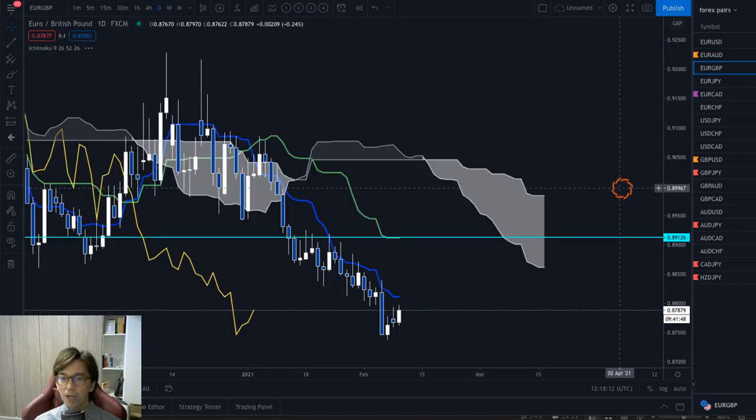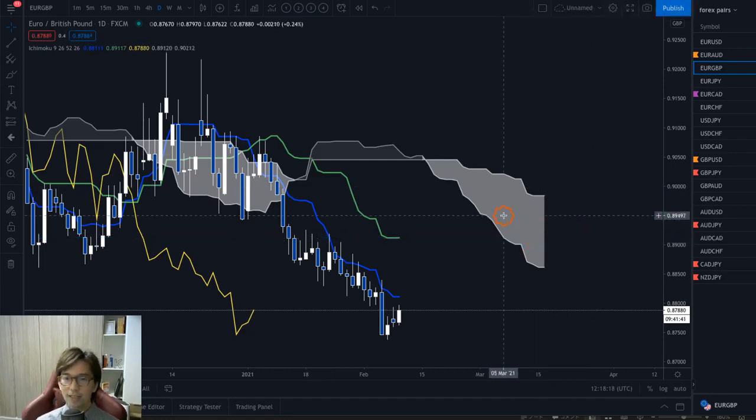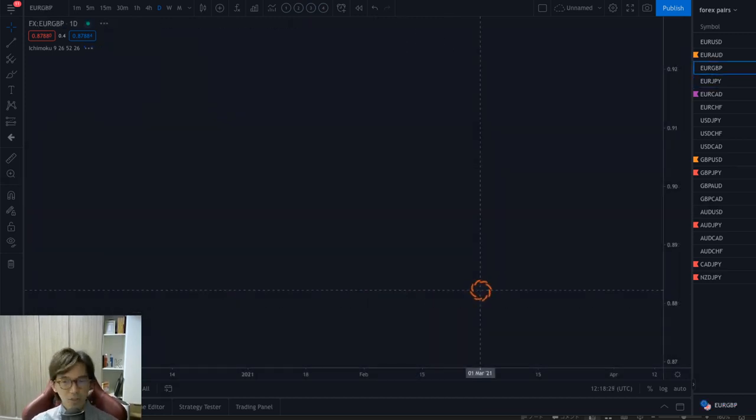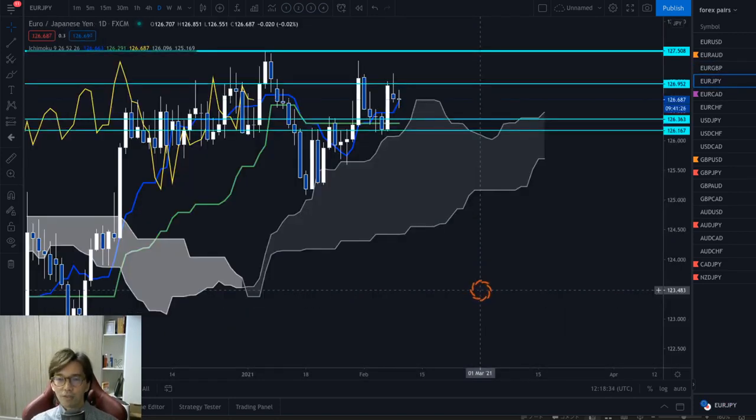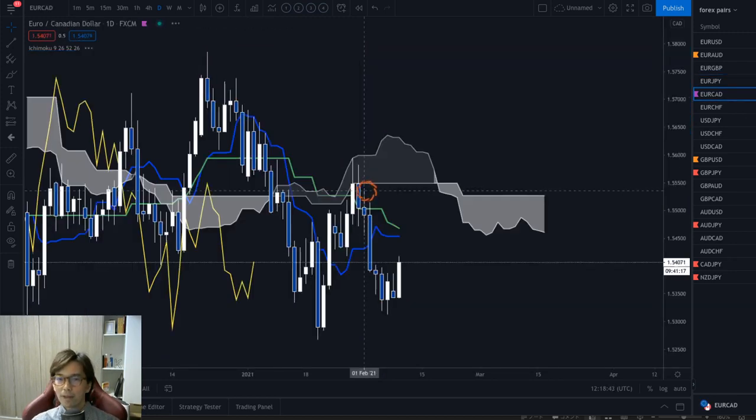Euro pound. This is flat ranging because the Kumo is flat. I mean this Senkou span B and A are flat and Kijun Sen flat. So it's retracing backwards, and it might come back to Kijun Sen. So I won't look for a sell chance with this one. I mean, it's not great timing to look for a sell chance. And the Euro JPY is completely in the range. Everything is flat, and Chikou span is overlapping with the candles. So this is not a good time to sell or buy.